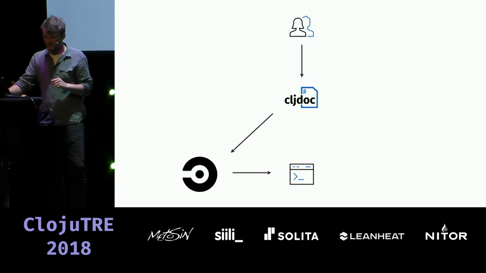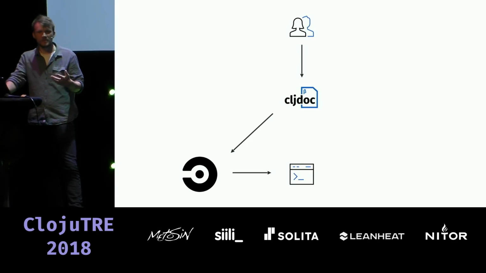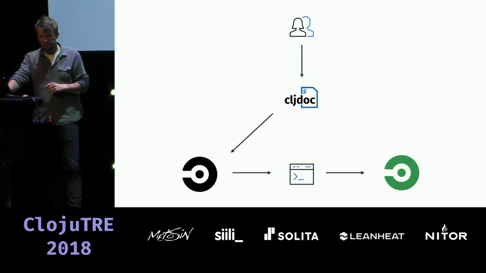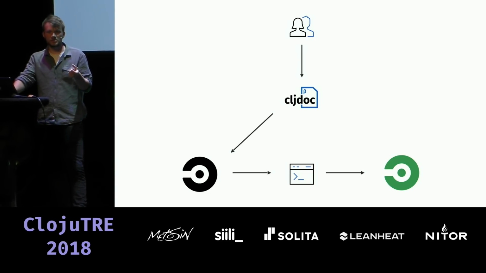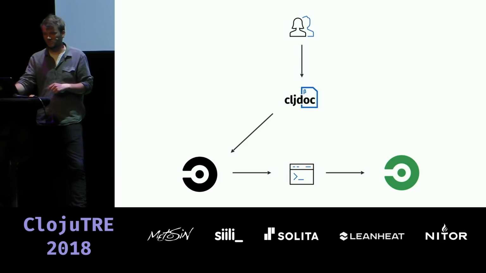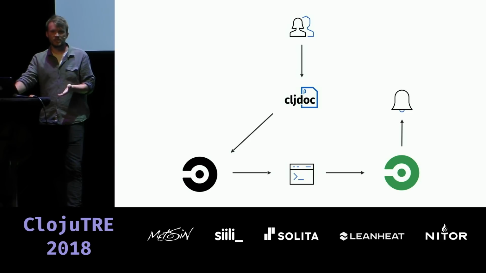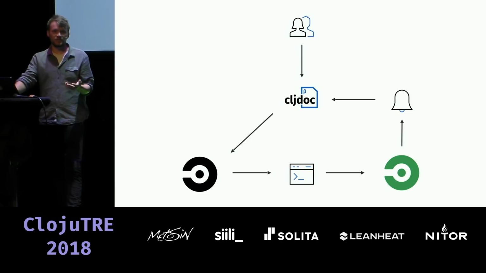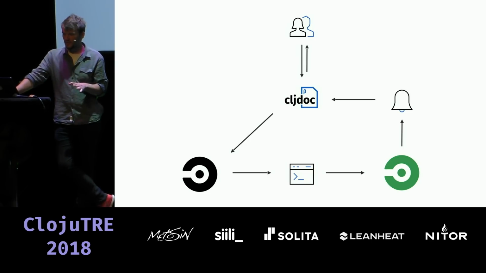Some Clojure code runs, and if everything is all right, the build succeeds. At that point, the data that we extracted for the library is stored in a build artifact. That's kind of like a file you can attach to a build, and you can download that after the build completed. When CircleCI is done, it notifies us via a webhook. We download that file, and we integrate it into the CLJ Doc database. I hope that's clear so far.